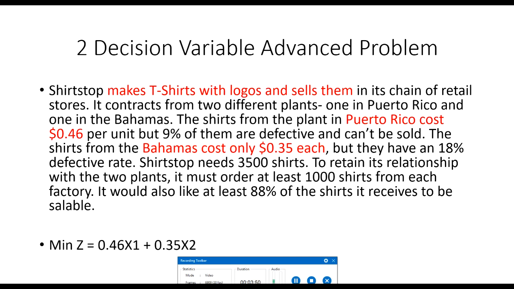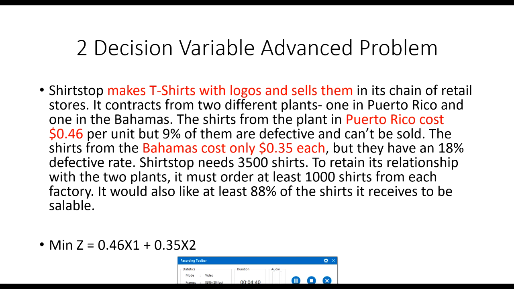Shirtstop makes t-shirts with logos and sells them. Puerto Rican shirts cost 46 cents per unit. Bahamas only cost 35 cents each. From this information, we can put together our objective function. As we see, we're manufacturing. When we manufacture, we don't want to spend a lot of money. That just goes without saying. We don't want to spend more money than necessary when we're manufacturing a product. So we know in this situation we have a minimization problem. We're trying to minimize Z, or our manufacturing costs.